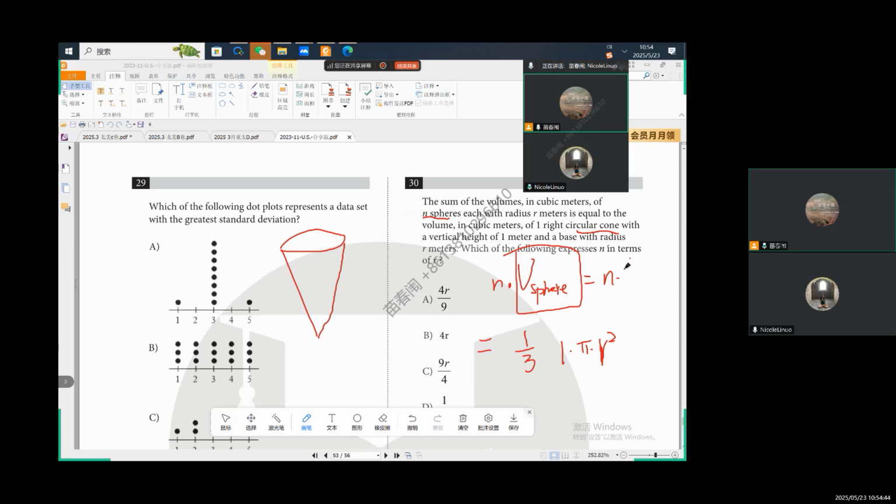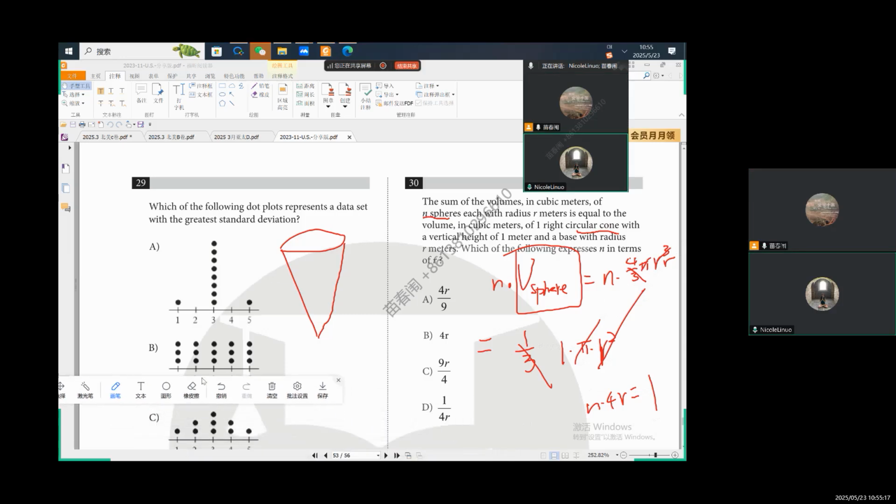All right. So 4/3 pi r cubed, right? You remember? Yes, but it's also given, so it's okay. Now we're trying to find n, right? Yes. We simplify. So I would do r cancels. n times 4r equals 1 now, right? So it becomes 1/(4r).